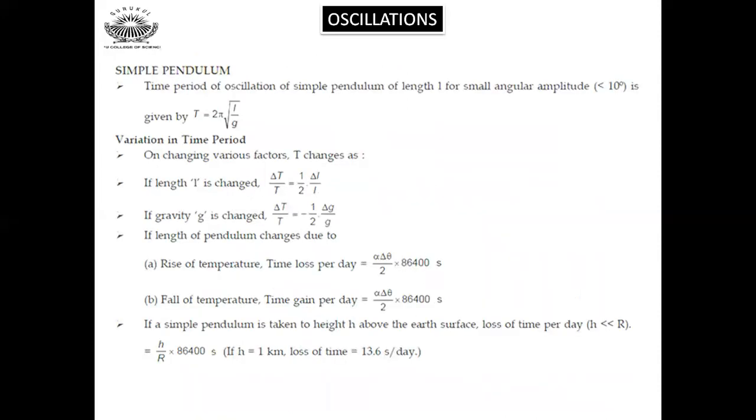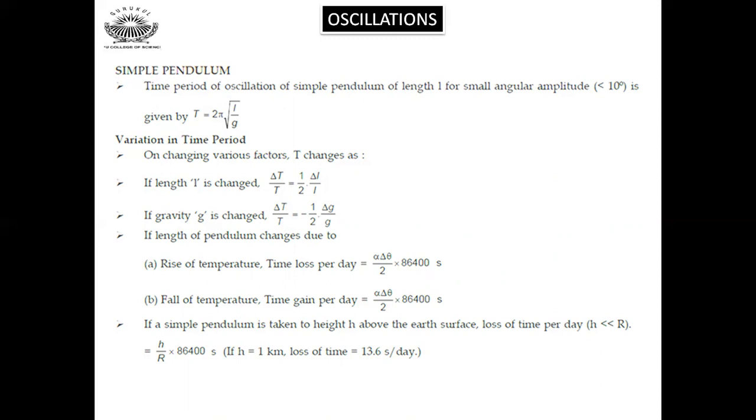Moving further, now coming to the discussion of simple pendulum. Here the time period of simple pendulum we calculated for smaller angles, that is when the displacement is less than about 15 degrees. Then we get an equation for time period as T equals to 2 pi root of L by g, where L is the effective length of the simple pendulum and g is the acceleration due to gravity at a place. On changing various factors, the time period will change.